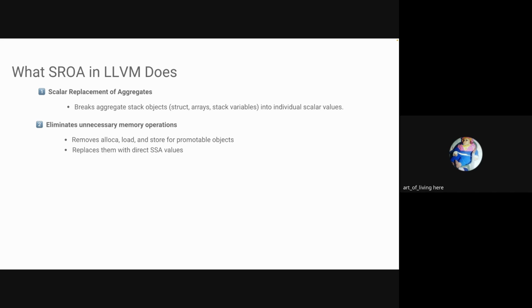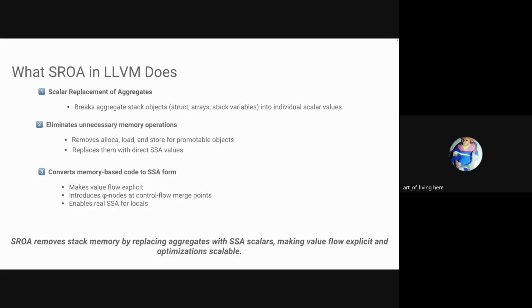So it replaces them with direct SSA values. We need to convert memory-based code to SSA form, which makes value flow explicit and enables real SSA for local values at compile time. So what does SROA do? It removes the stack memory, meaning what we are allocating with alloca and other things, by replacing it with scalars, making value flow explicit and optimizable.